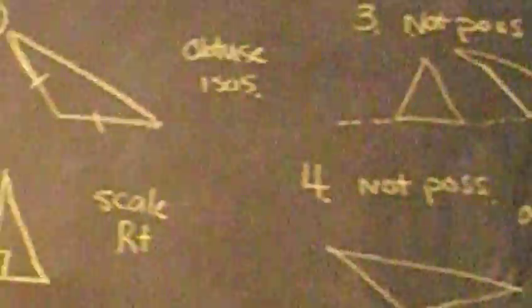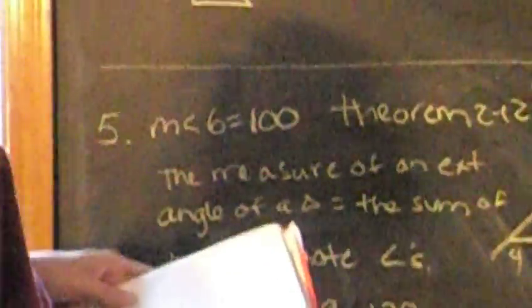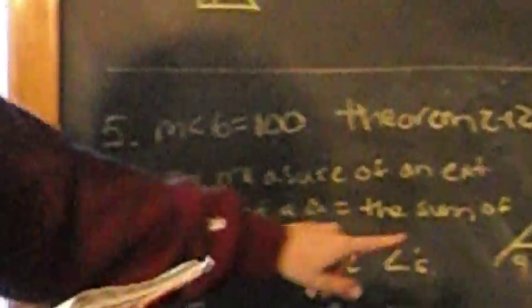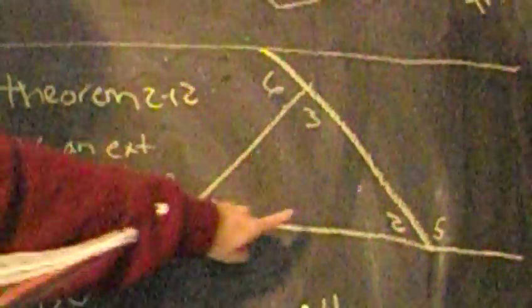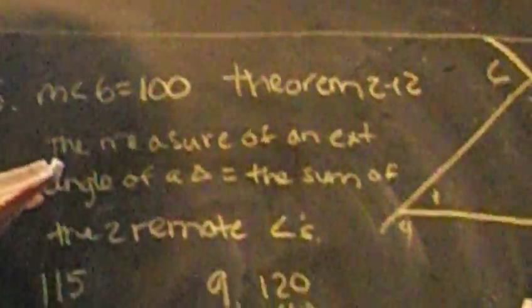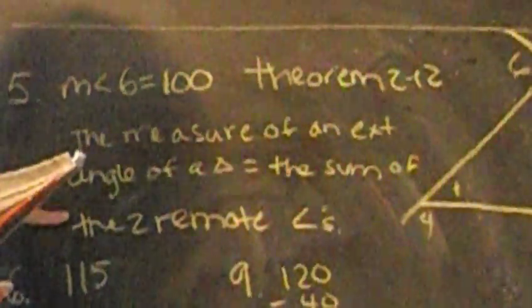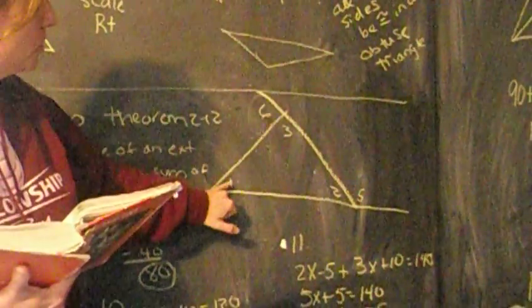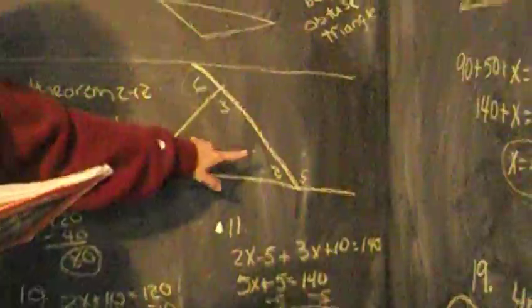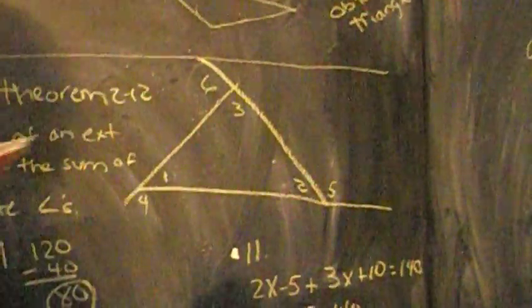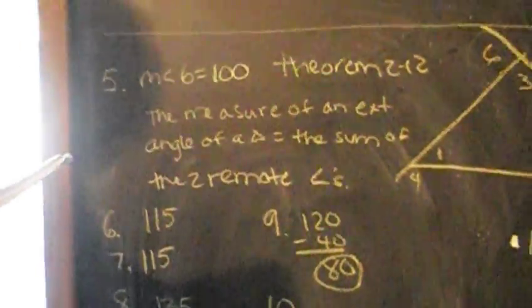All right, so number 5 said if the measure of angle 1 equals 40, here's angle 1, so that's 40, and the measure of angle 2 equals 60, how much is the measure of angle 6? So theorem 212 said the measure of an exterior angle of a triangle equals the sum of the two remote angles. Angle 6 is always going to add up to these two added together. So the two angles were 40 and 60, so that angle 6 is going to be 100. And you have to do that with these.